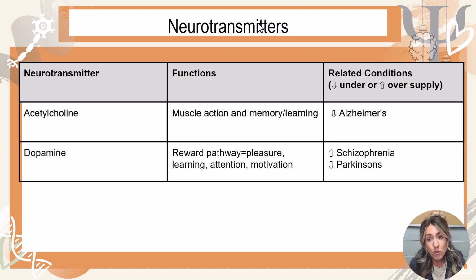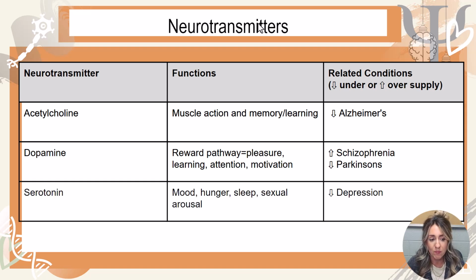If you have too much dopamine, an oversupply, that is linked to schizophrenia, and not enough, an undersupply, that is linked to Parkinson's. Serotonin is the next neurotransmitter, and it controls mood, hunger, sleep, and sexual arousal. If you do not have enough of this, or if there is an undersupply of it for any reason, that we have found is linked to depression.